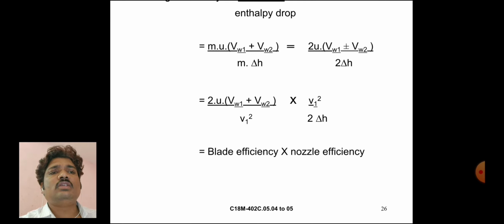Blade efficiency into nozzle efficiency, as shown in this enthalpy drop equation: mu (Vw1 plus Vw2) by m delta h equals 2u (Vw1 plus or minus Vw2) by 2 delta h, which equals 2u (Vw1 plus Vw2) by V1 square, into V1 square by 2 delta h. This is blade efficiency into nozzle efficiency.